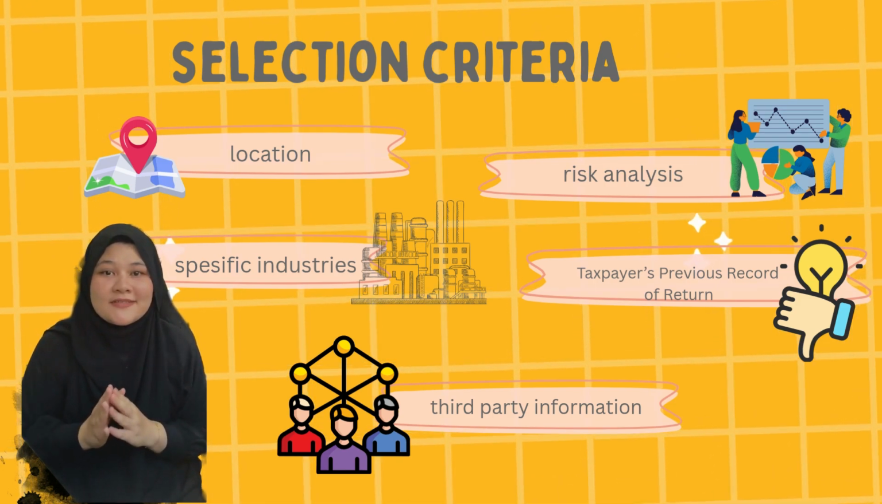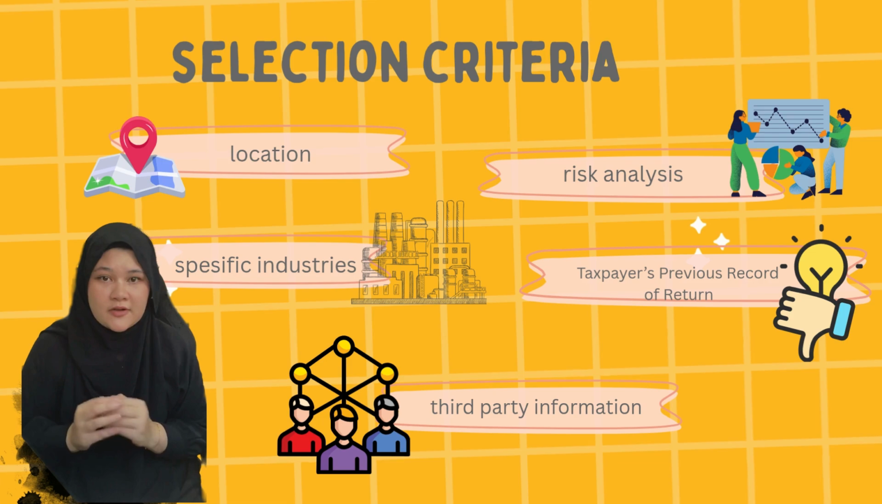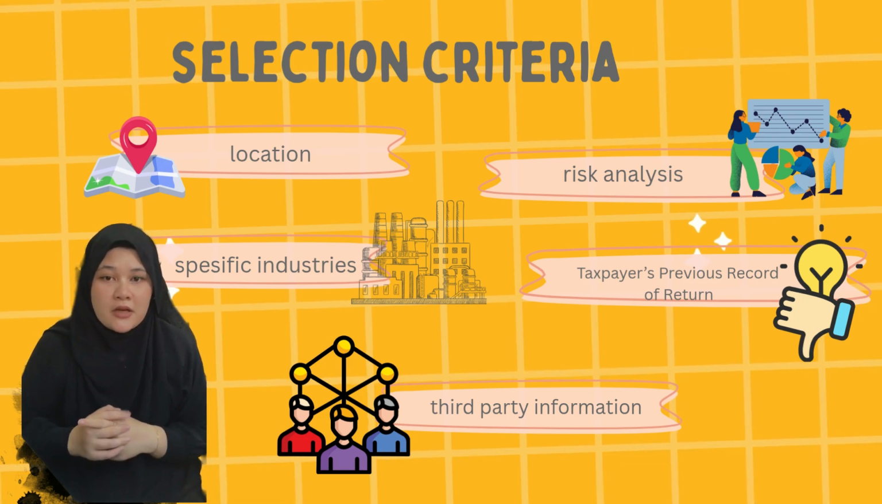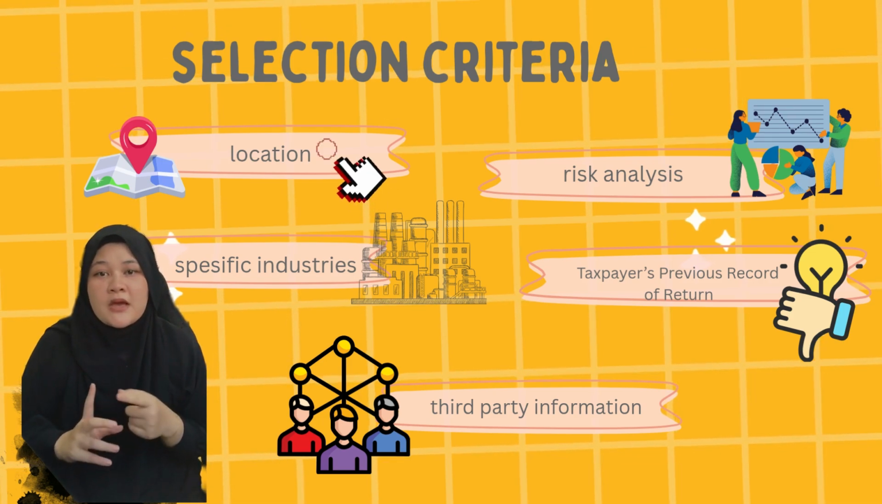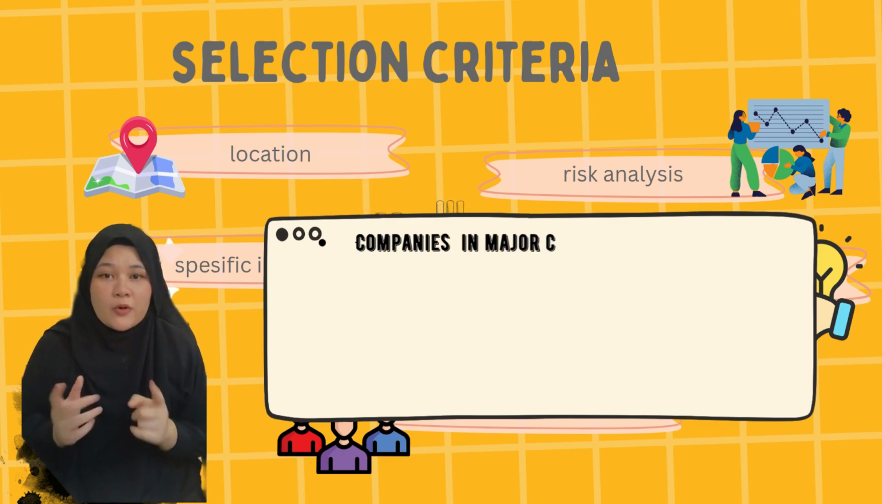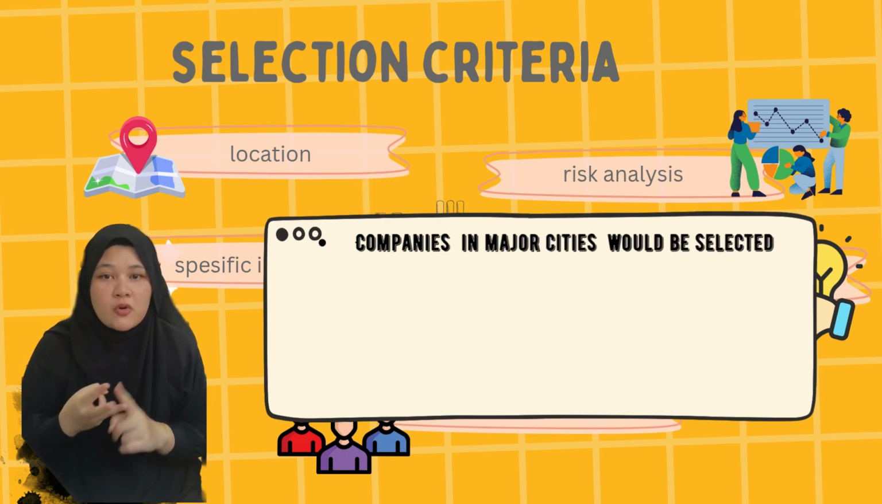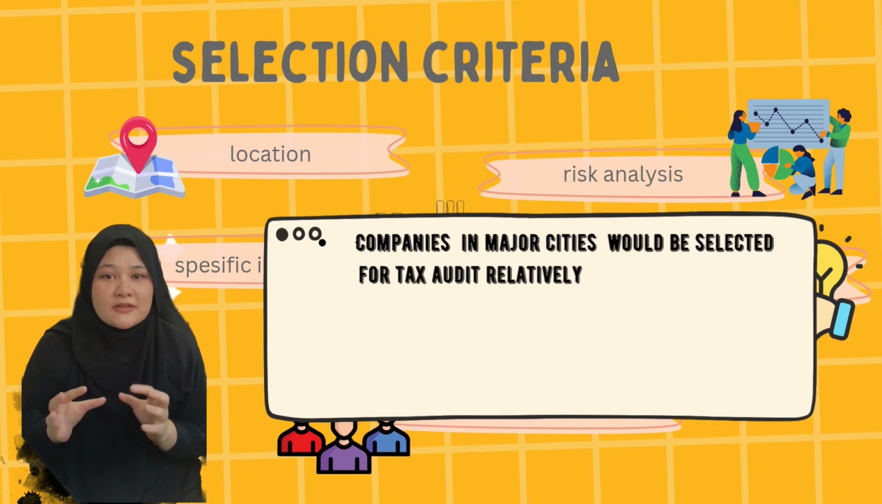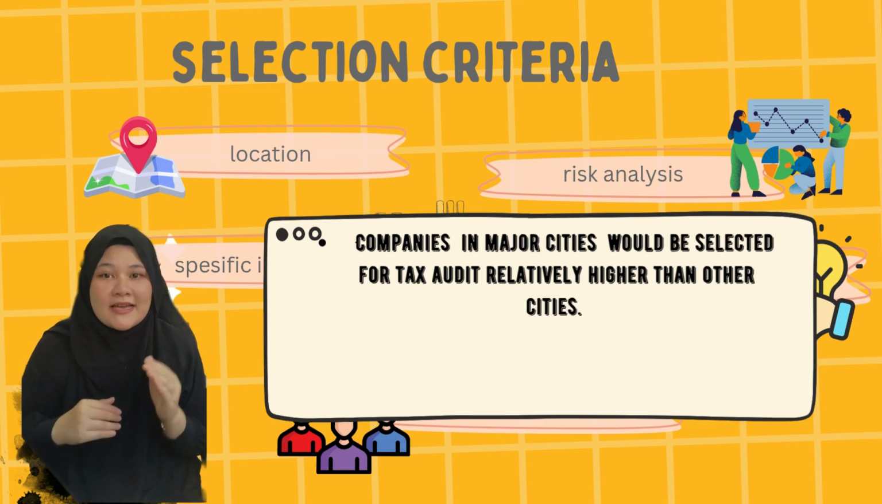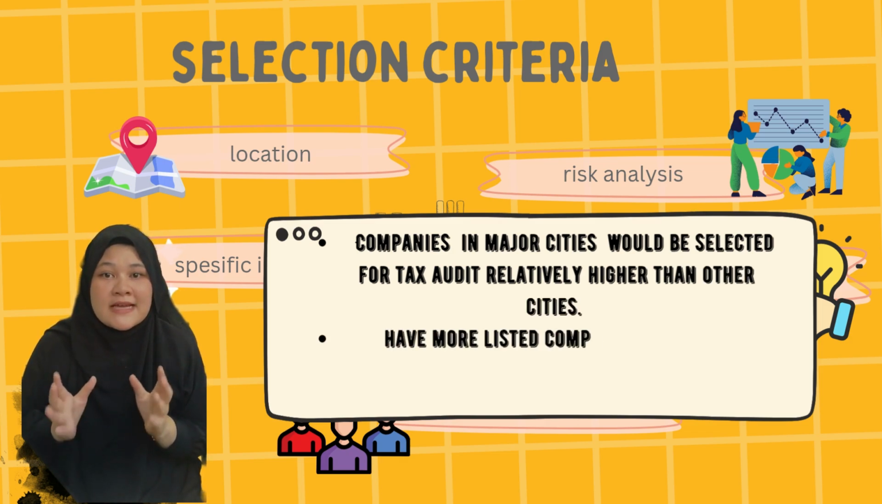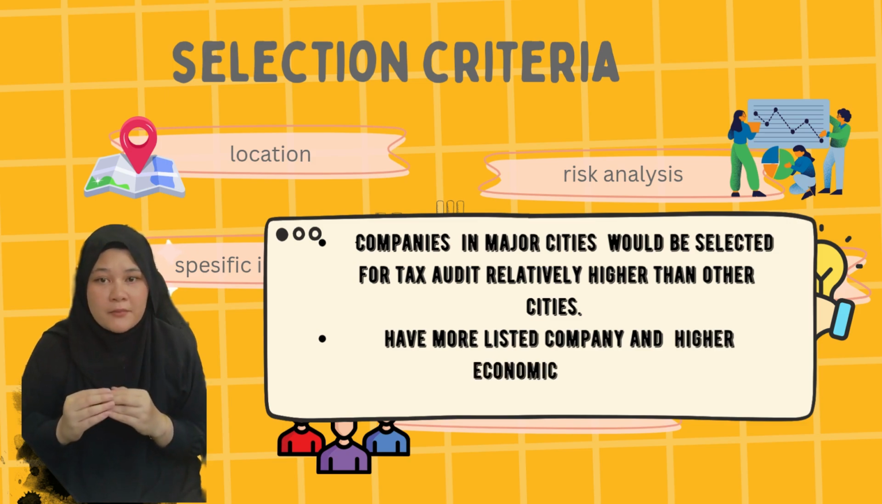Here are several selection criteria on tax audit. Let's see one by one. First, location. Companies in major cities like Kuala Lumpur, Penang or Johor Bahru are selected for tax audit relatively more than other cities because these areas have more listed companies and higher economic activity.